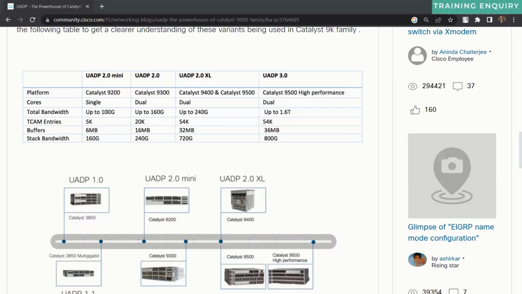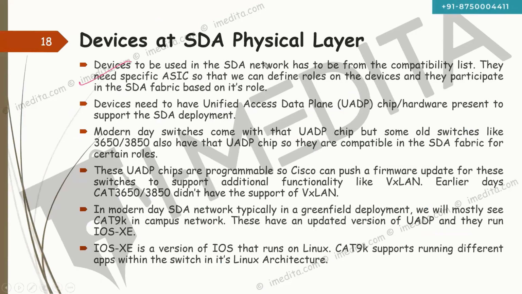So here, devices to be used in the SDA network have to be from the compatibility list. They need a specific application specific integrated circuit, so that we can define the roles onto those devices and they participate in the SDA fabric based on the role. Devices need that UADP chip hardware present in the device to support the SDA deployment. Modern day switches come with that UADP chip, but some old platforms such as 3650, 3850 also have that UADP chip, so they are compatible in the SDA fabric for certain roles.